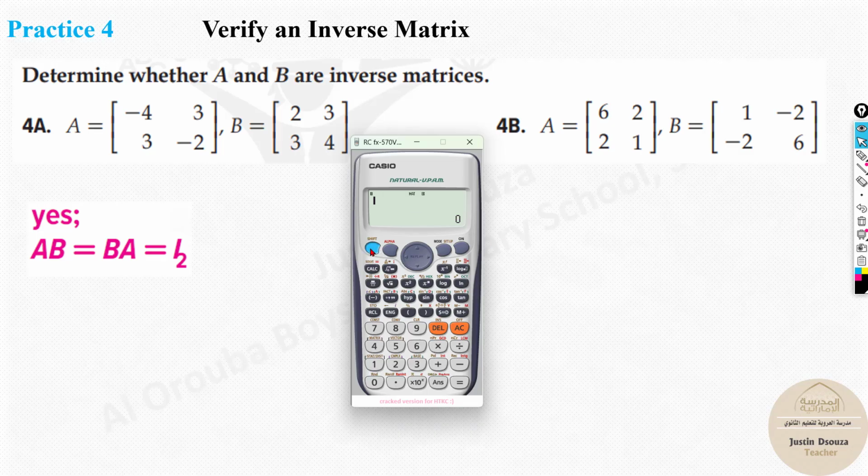Now don't go to mode anymore, shift 4. Now dimensions for the matrix B, and now it's 5. Now type this, 2, 3, 3, 4.